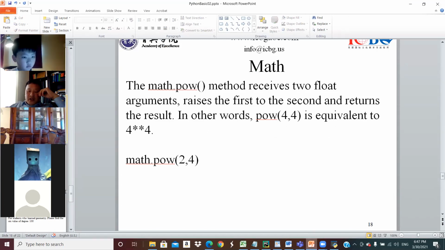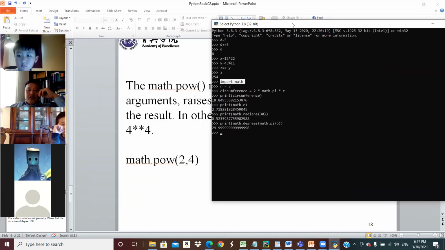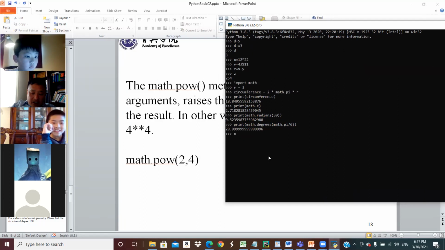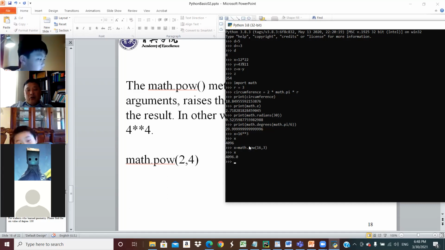All right, we did this. Let me just show you. Okay, we say x equal to 16 to the power of 3, the cube, right? That's what we did before. And what is x? It's 4,096. But if you use math to do it, let me show you. x equal to math.pow, 16 and 3. And what is x? You get the same result, right? So you use math.pow to do it.